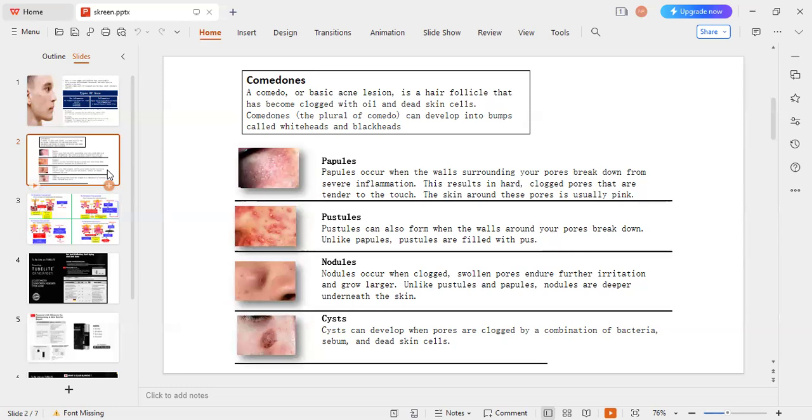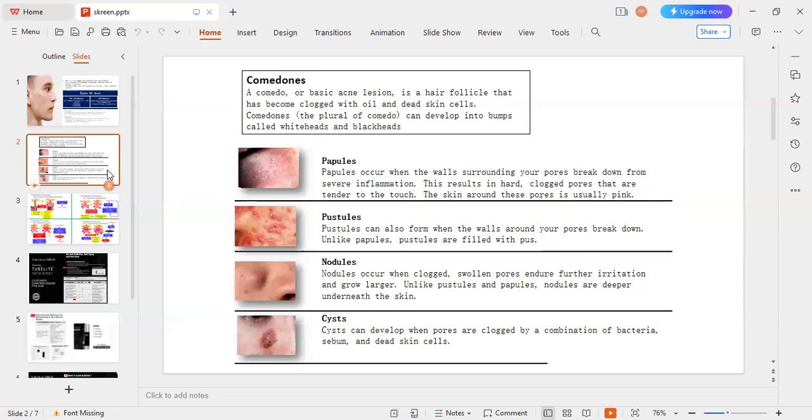Now we need to understand one by one what papules, pustules, nodules, and cysts are. Papules occur when the walls surrounding the acne or the pores break down from severe inflammation. When papules occur and the walls break down, this results in very hard, clogged pores that are very tender to touch. How can you identify a papule? Usually the skin surrounding these pores will be pink in color. This is how you understand that an acne is a papule.